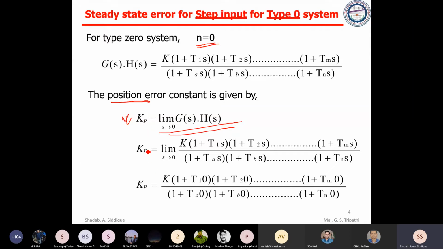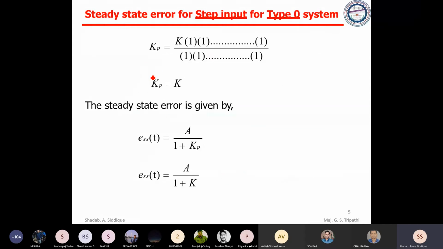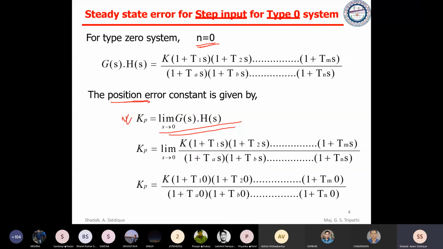Okay, so now this Kp can be found out. Wherever s is there, we substitute 0, so we get Kp as K. All the other terms will be 1, so Kp is equal to K, whatever the transfer function is given. And what is the steady state error? Steady state error comes out to be A divided by 1 plus Kp, and Kp is K. That is the position error constant. Kp is nothing but the gain given, so we can substitute. We get A divided by 1 plus K, and K is given in the problem.